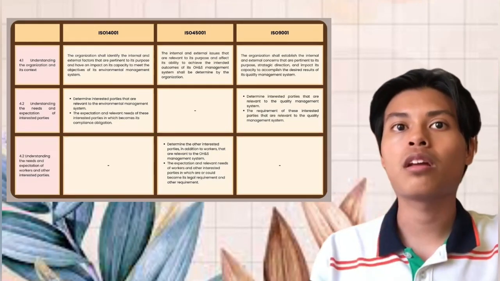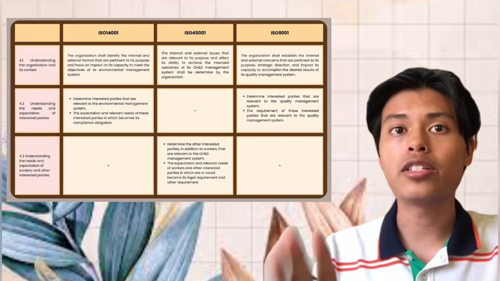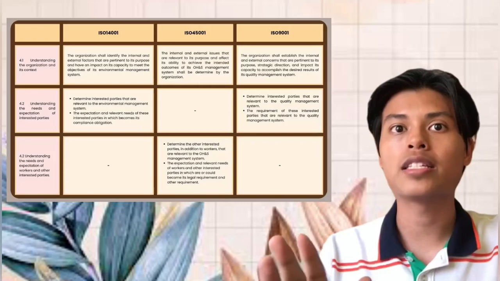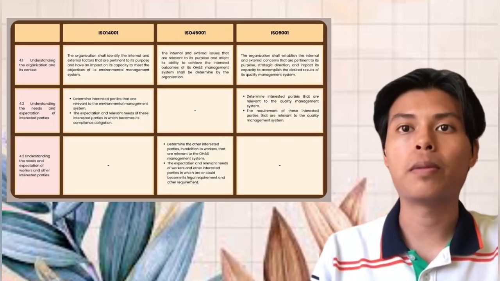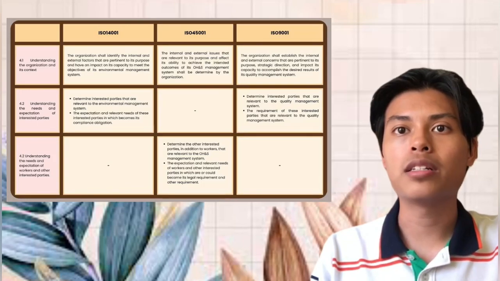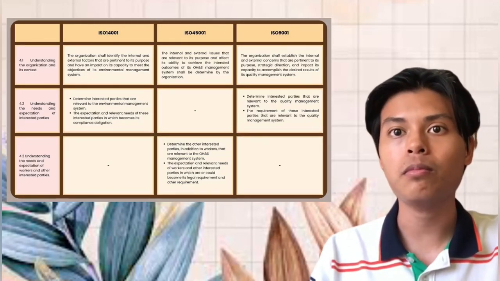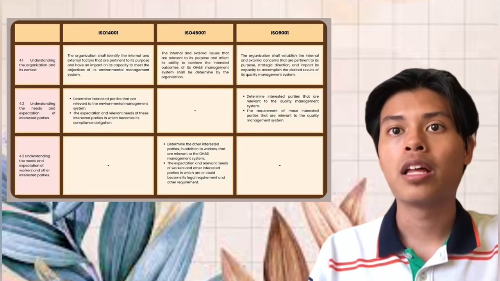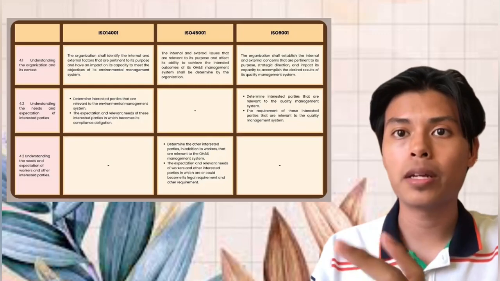And different from ISO 45001, its 4.2 is understanding the needs and expectations of workers and other interested parties. It must determine the other parties, in addition to workers, that are relevant to the OHS management system. And the expectations and relevant needs of workers and other interested parties can become its legal requirements.